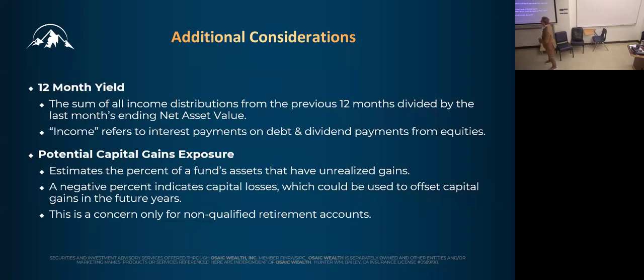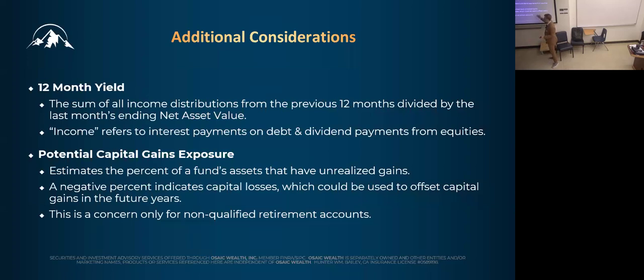Potential capital gains exposure is pretty much just estimating how much inside of the fund has unrealized gains. This is mostly a concern for mutual funds, especially in taxable accounts, because the idea is if they're buying and selling, maybe they have these stocks that they've bought and held for a while with big capital gains, 30% of the portfolio has unrealized gains, and at the end of the year, they might sell those, distribute them out, and now you get to pay taxes on them.